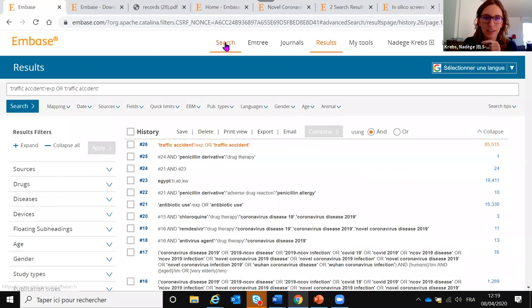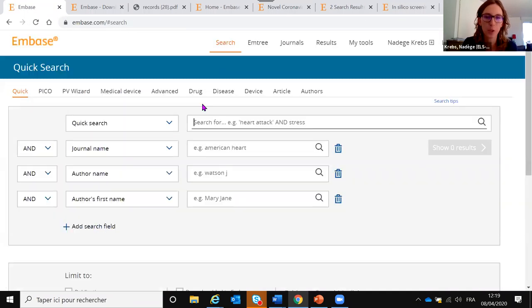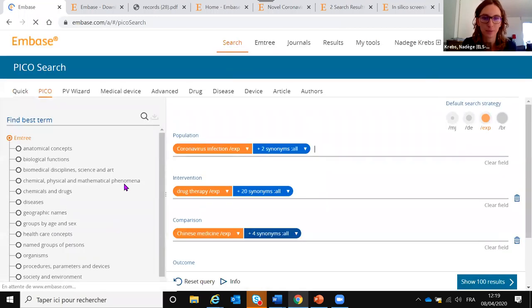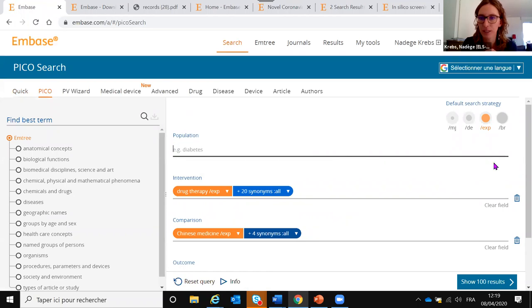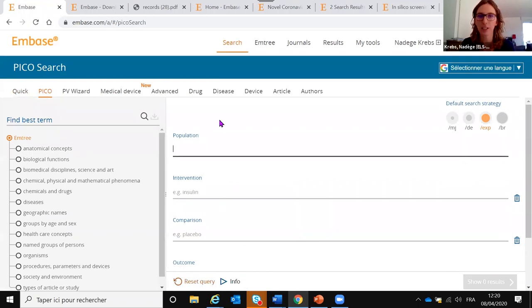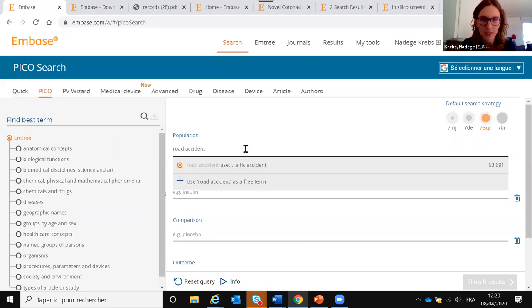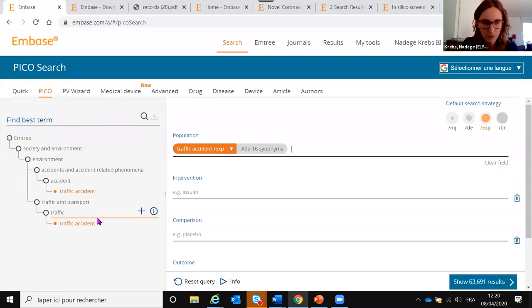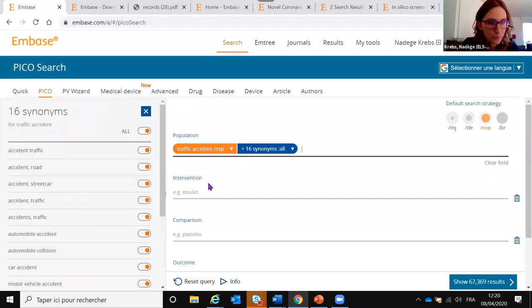Let's just check in PICO because there must be synonyms. So I'll go here to add. Here in PICO, I can clear the field like this, or I can just say reset query so it erases everything at once. So I put road accident, and then it says traffic accident. There's nothing underneath if we explode, but there are 16 synonyms.